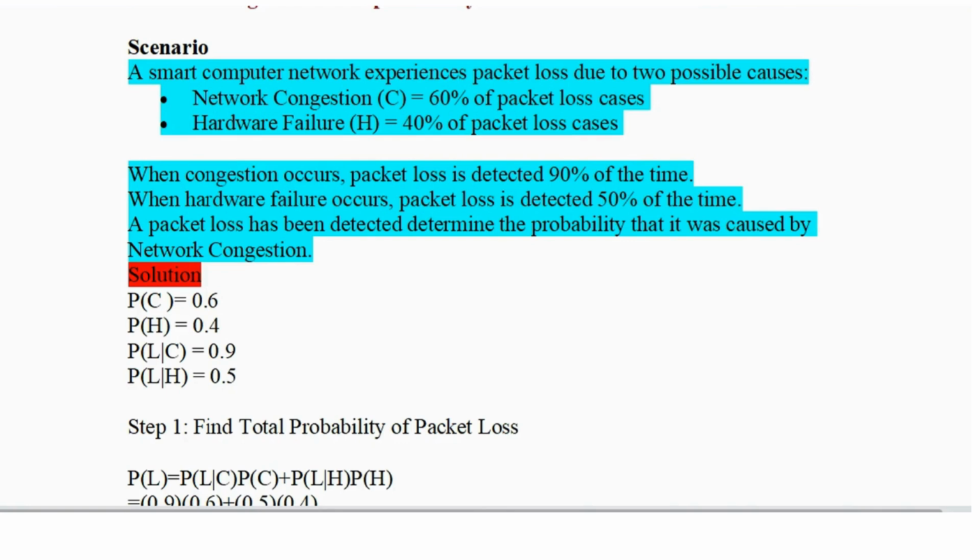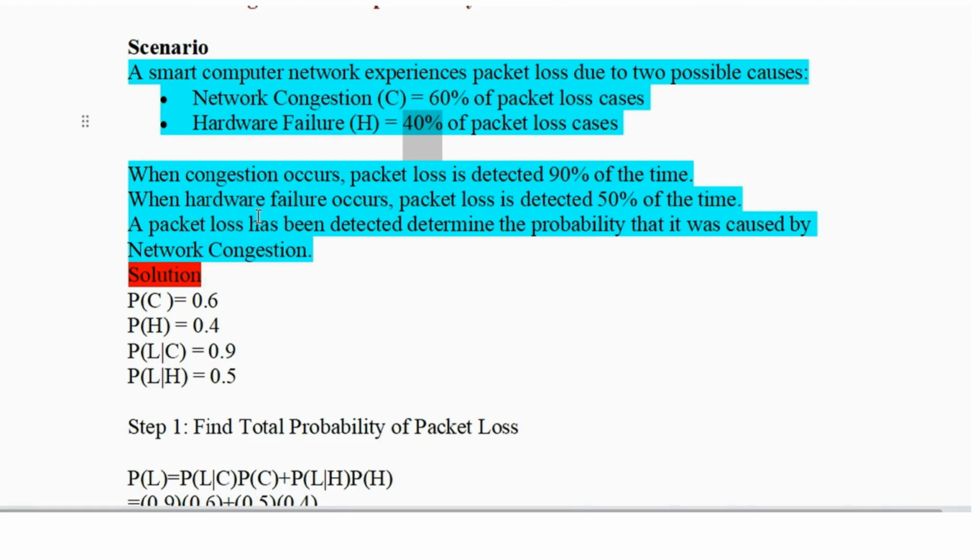Okay, so if you read carefully, the probability of network congestion is given here, that is 60%, or you can write it as 0.6. So probability of congestion we take as 0.6. Probability of hardware failure is 0.4 or 40%. Next, what is given is when congestion occurs, packet loss detected is 90%. So the given condition is congestion, and the second event happening after that is packet loss. Here we are denoting packet loss by the variable L. So packet loss given there is a congestion is nothing but 90% or 0.9.